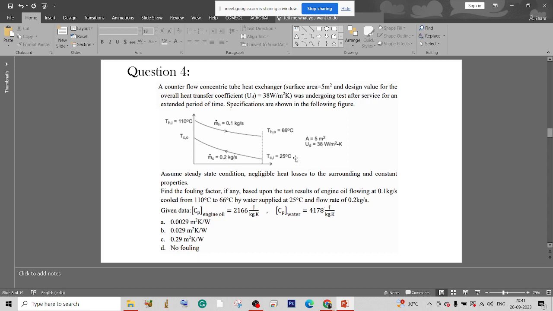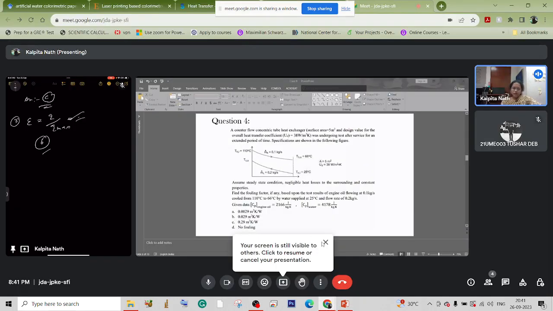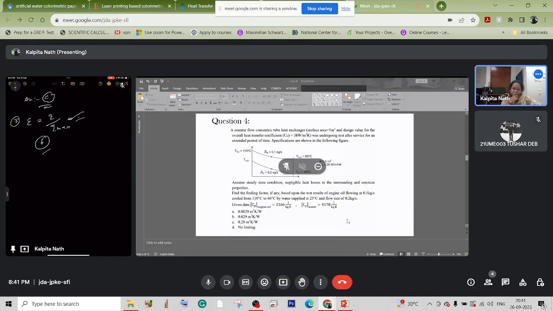So what do we need to calculate? We need to calculate the fouling factor. Okay, I think you don't have any doubt regarding understanding of the problem. Are you having any doubt in understanding the problem? I take it you don't have any doubt. So I'll wait for 3 minutes for solving this, and then we'll proceed with the solution.